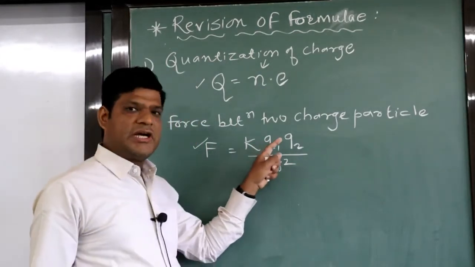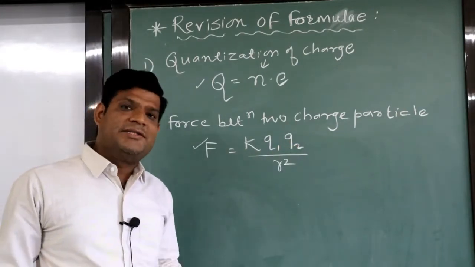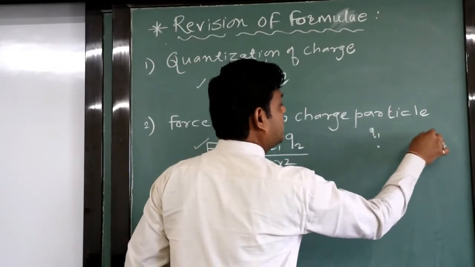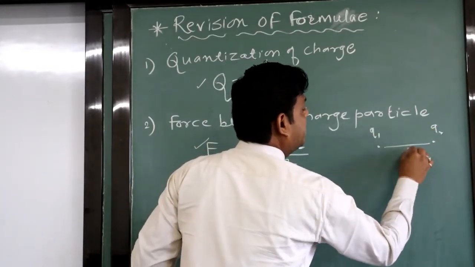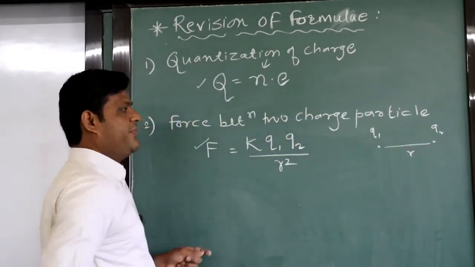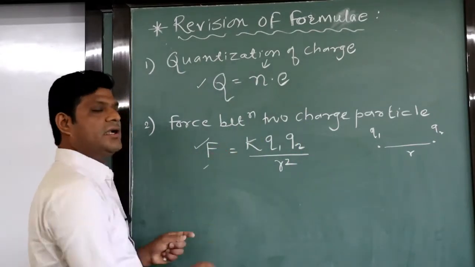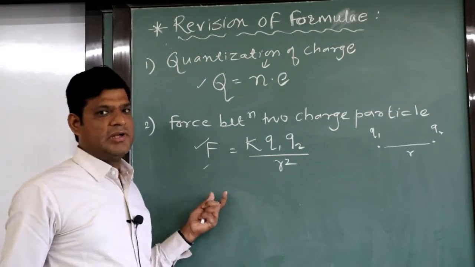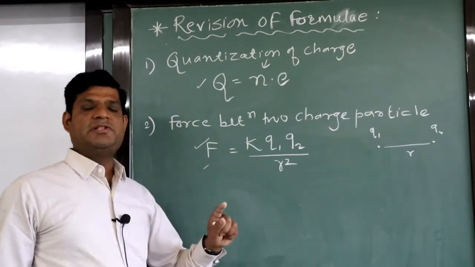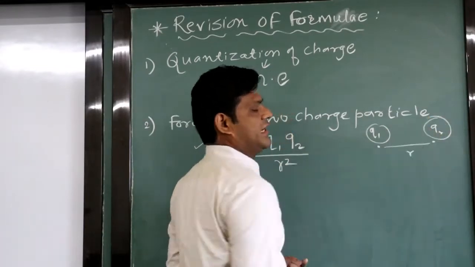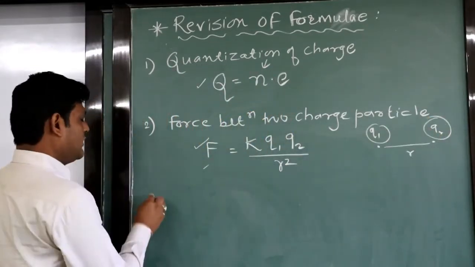So here are the two charges Q1 and Q2, and they are separated by some distance r. Q1 and Q2 are the two charged particles separated by some distance r. So at that time, to find the force between these two charged particles, you can use this formula. This force may be repulsive, may be attractive, depends on the charged particle, right? So this is the formula.